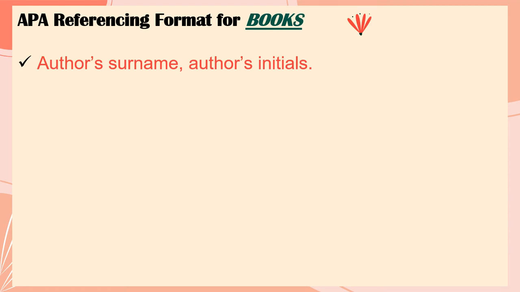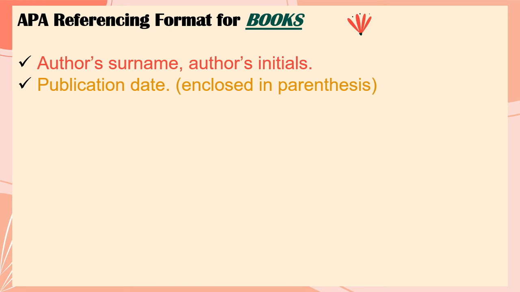The APA referencing format for books follow this format. First, the author's name. Invert the name of authors. Last name comes first, followed by a comma, then the initials. There should be a period after initials, and the initials are separated by a space. Next, publication date. Place inside parentheses the year of publication. Do not forget the period.